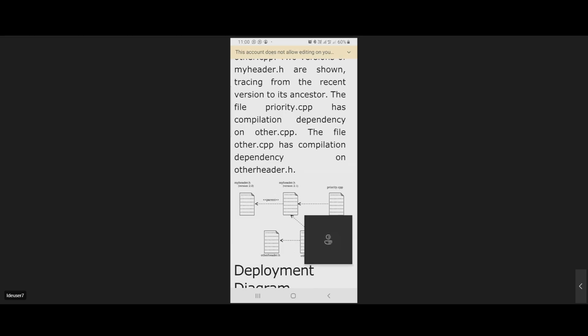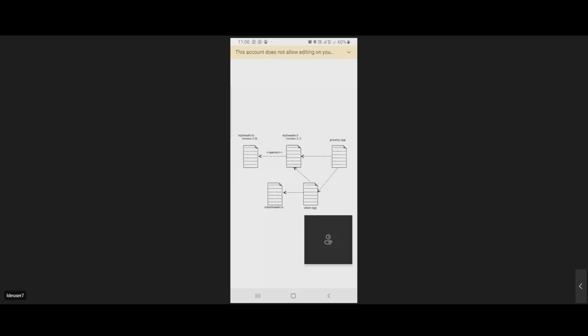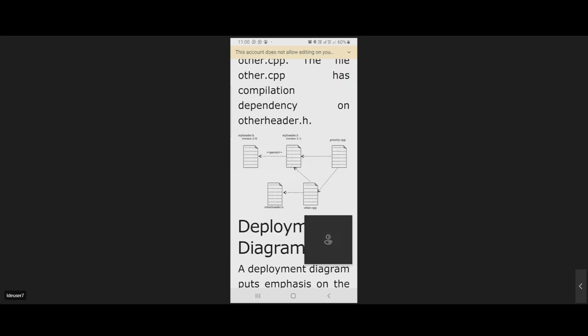Now see this component diagram for the class. So myheader.h is version 2.0 and myheader.h is version 2.2. So priority.cpp and other header other.cpp. This is called a component diagram of the system.